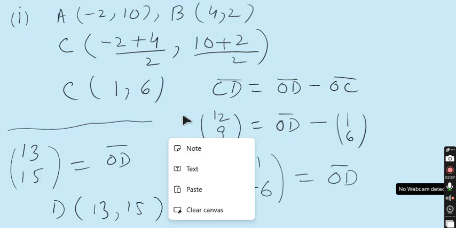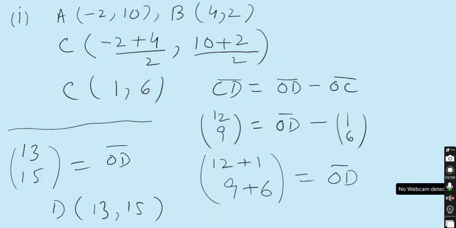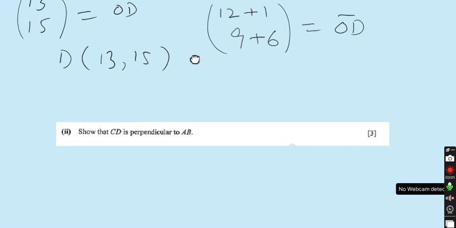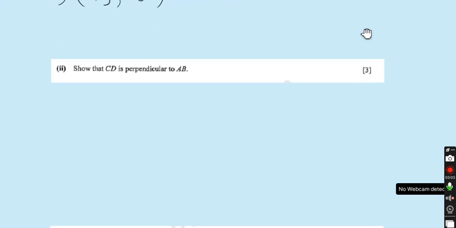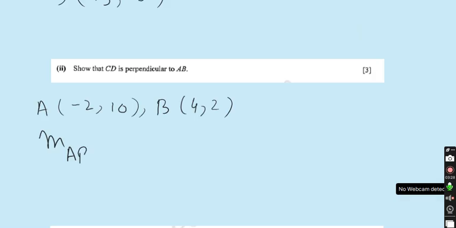Now move to next part. The next part is show that CD is perpendicular to AB. So what are the coordinates of A, which is given in the question: -2 comma 10. Coordinate of B is given 4 comma 2. In order to prove that CD is perpendicular to AB, we have to find the gradient of both the lines. So gradient of AB, I always represent gradient by M.